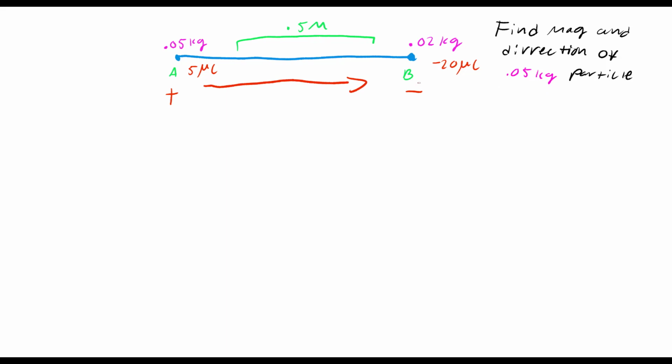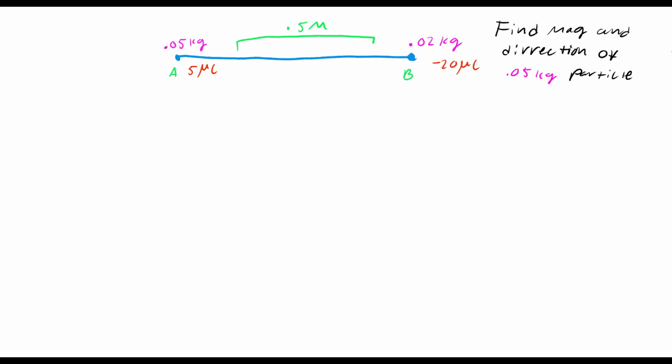If we were looking for the 0.02 kilogram particle, we would be going over here towards him. But since we're looking for the 0.05, we're going to go to the right towards him. Okay? It's all relativity. It's relative. Alright, so that solves one of the questions. But we need to find the acceleration.